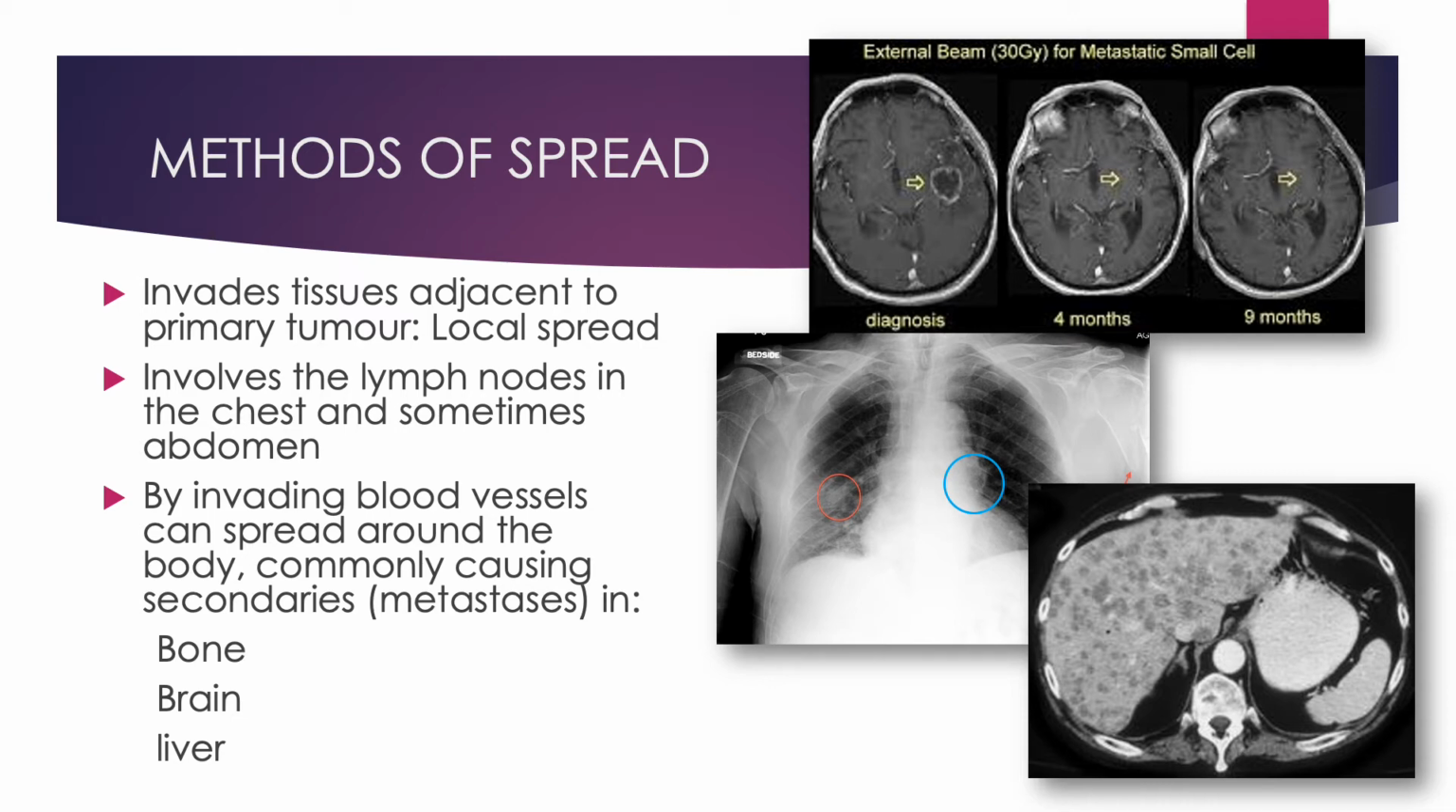Now, if you have a look at the top image, this is a brain scan, and it shows a patient with a type of lung cancer called small cell lung cancer at 3 different phases. The first image on the left is when they were first diagnosed. The middle image is 4 months after they had their radiotherapy treatment, and the final image is 9 months after. Where you can see at the top, it says external beam 30 gray. 30 gray is the dose that was given to treat this patient.